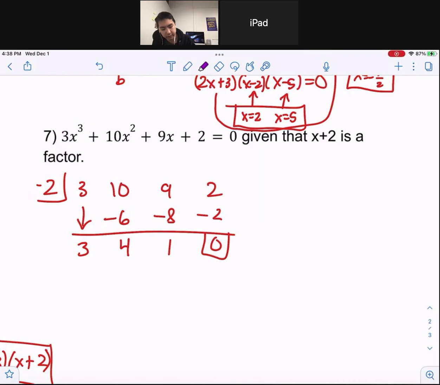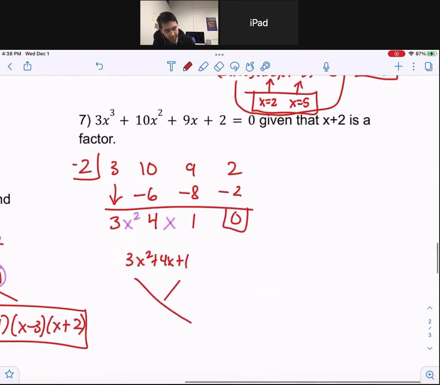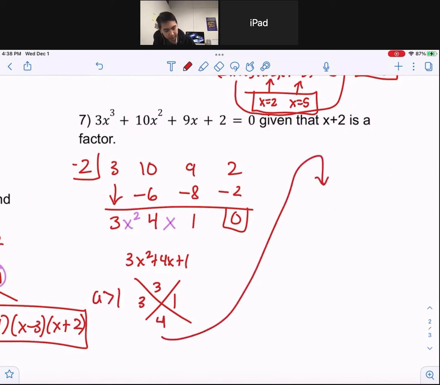So 1 degree less than x to the third, you guys, is x squared, and then x. So we got this, and now let's use our x method to factor this. Now, a is greater than 1, you guys, which means you have to factor this by grouping. 3x squared. These are your 4 terms, right? Plus 3x plus x plus 1.